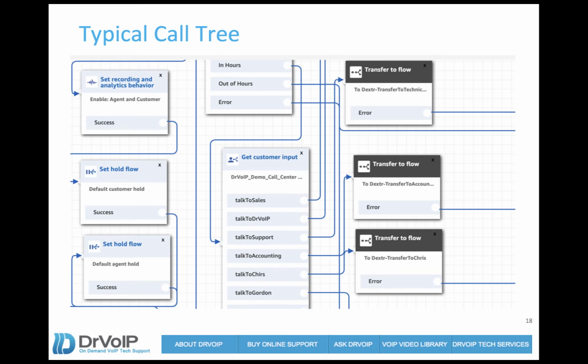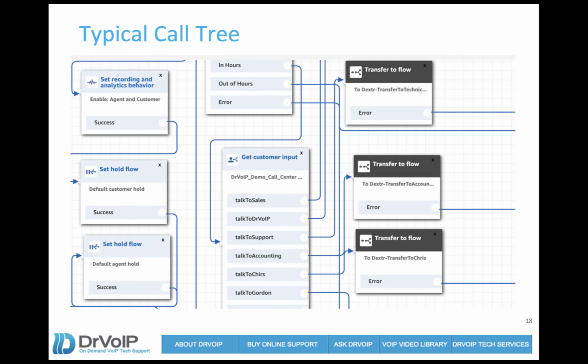Please speak the name of the person you want to talk to, or say a function like sales. And Lex is going to take that, and it's going to have an intent that's talk to sales. You know, press 1 for sales, press 2 for DrVoIP, press 3 for technical support, and so forth. This could be spoken or it could be touch tone.